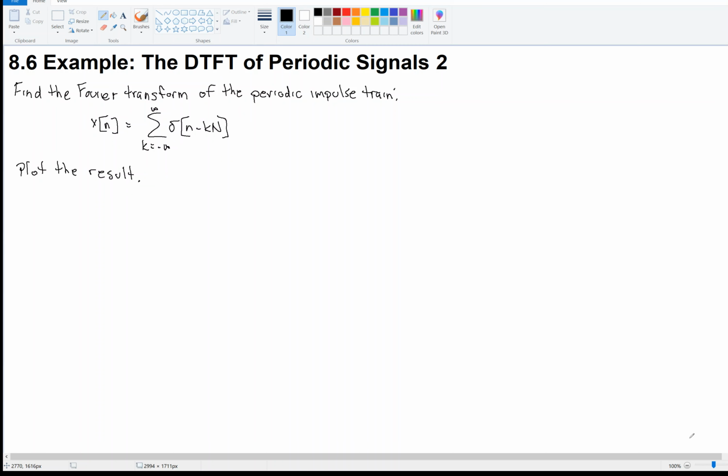Hi, we're working on finding the discrete time Fourier transform of periodic signals. So I have this example: find the Fourier transform of the periodic impulse train. Here is the signal, the mathematical representation, and we want to plot the result. All right, the first question that you should ask yourself is: is the signal periodic?